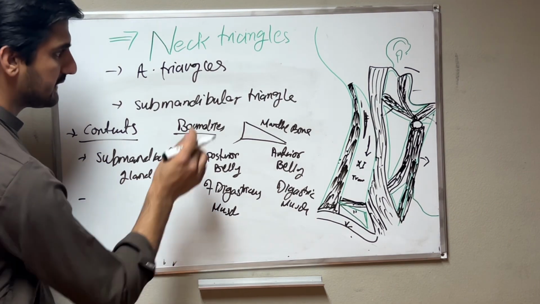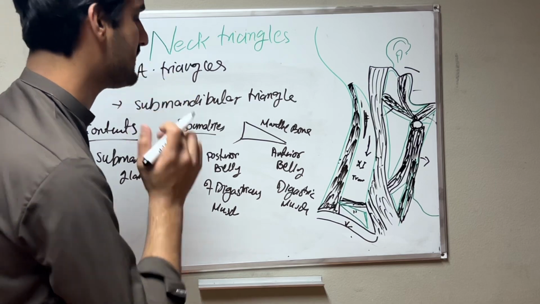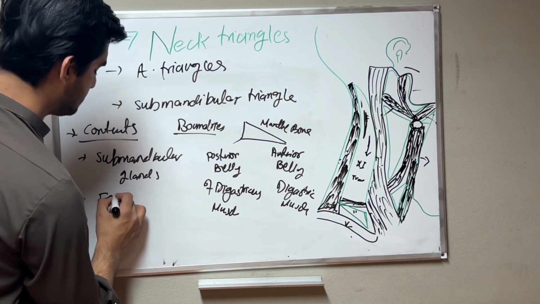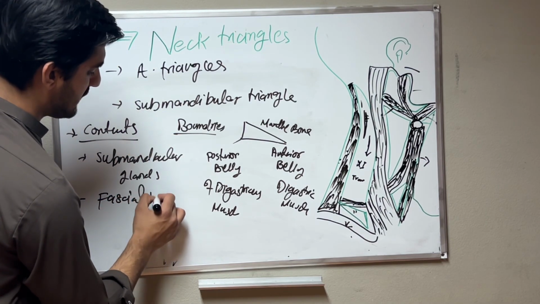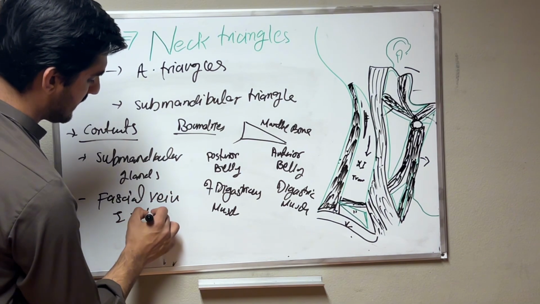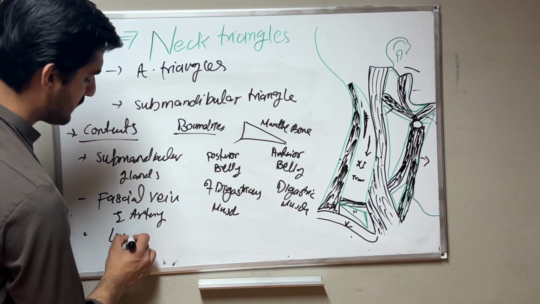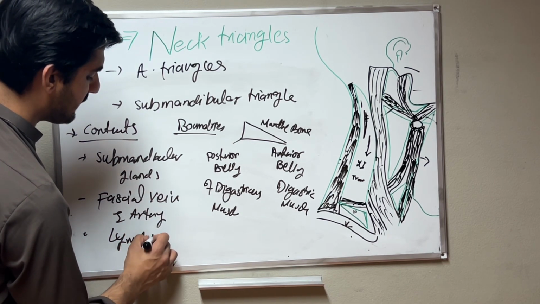Then second, what vein and artery supply this area? The facial vein, because it's a facial area. Facial vein and artery. And the fourth content we have here is the lymph node, or you can say the submandibular lymph node.